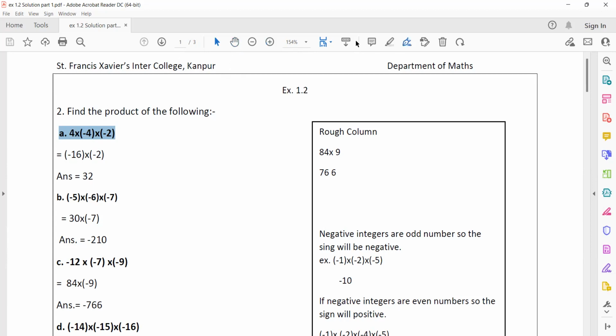I have told you the rule of multiplication: when two negatives are multiplied, you will always get a positive number, and when we multiply two positive numbers, you always get a positive one.